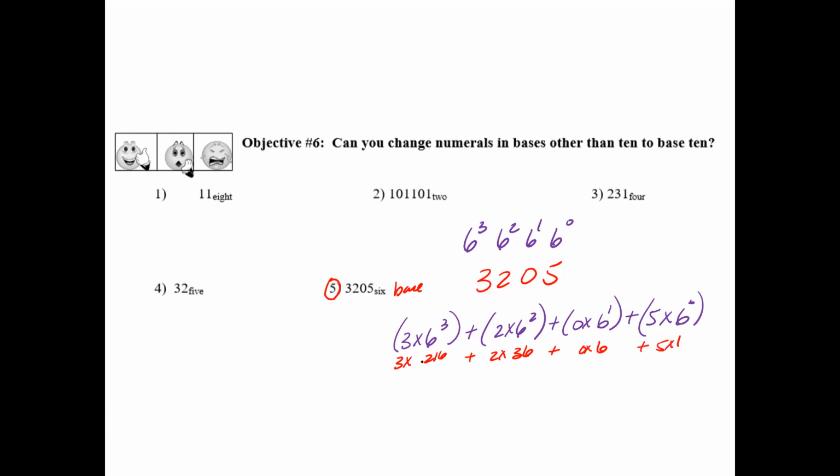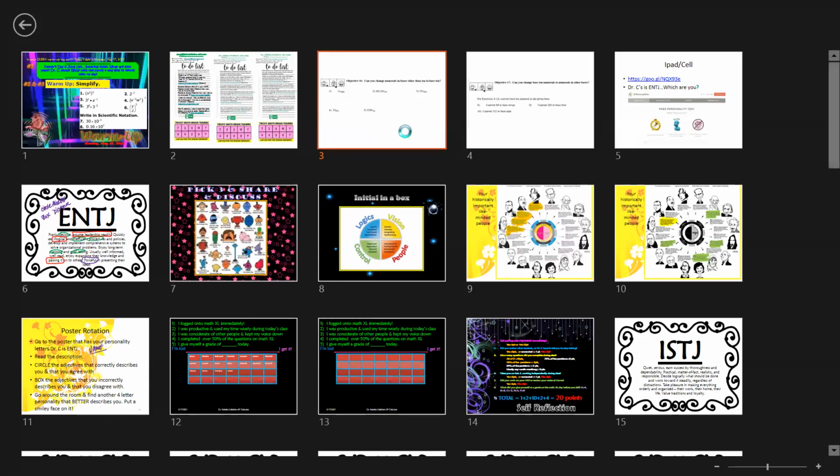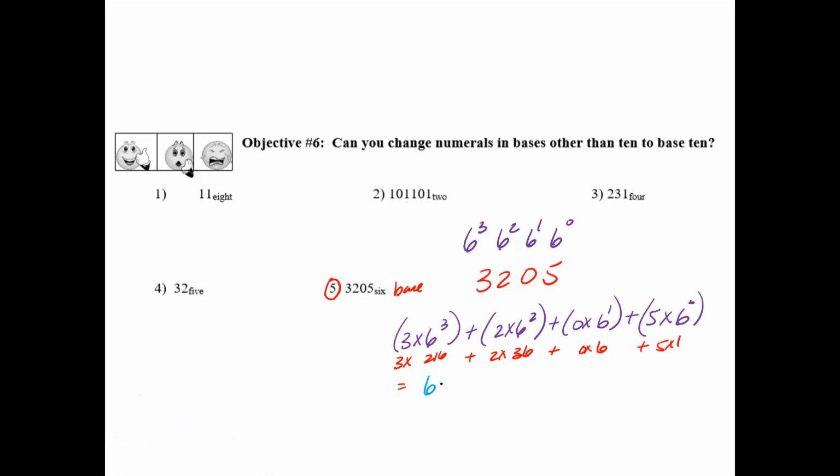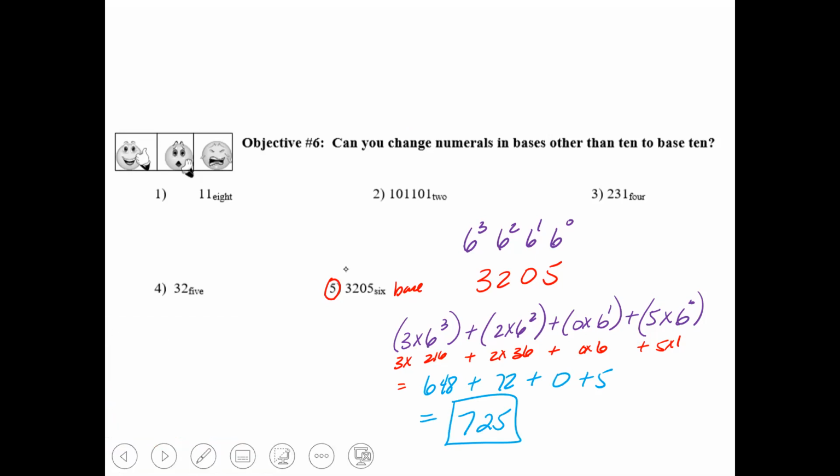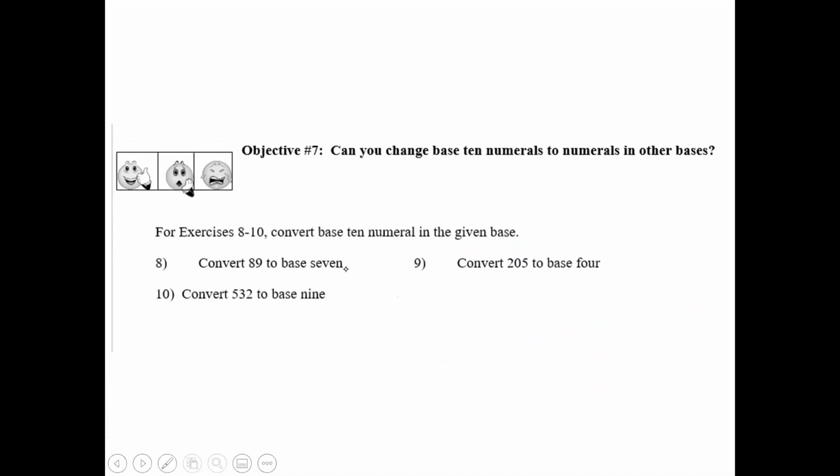Then 3 times 216 gives you 648, plus 36 times 2 is 72, 0, and then 5. All together, 725 is your grand total. Now that I've shown you how to do number 5, you go ahead and do 1, 2, 3, and 4. Now let's take a look at objective number 7.